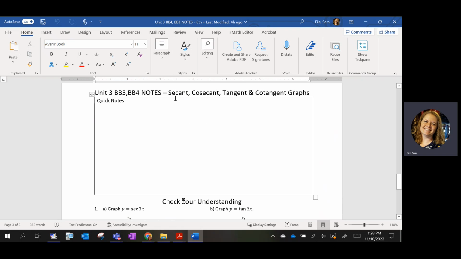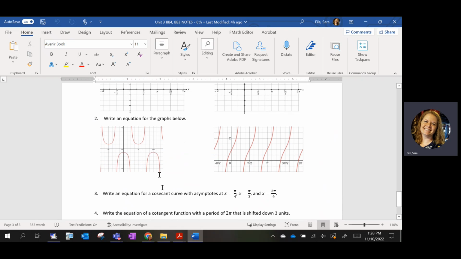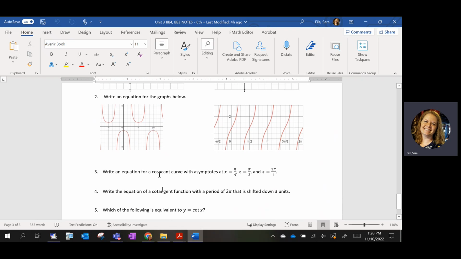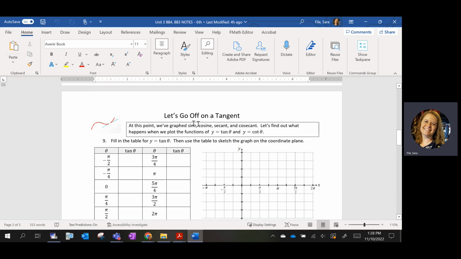Okay, so we're going to fill in half of these quick notes together. I'll give you all about 7 more minutes or so, and then we'll do this. And then you'll be able to try and answer the check for understanding questions about secant and cosecant. If we have time, y'all can move into starting on the back, talking about tangent and cotangent.